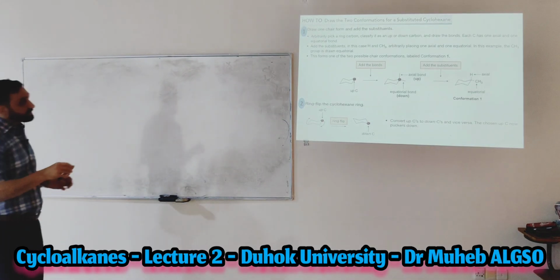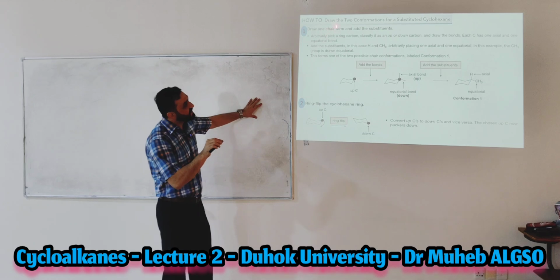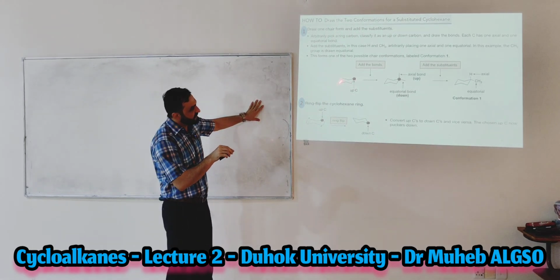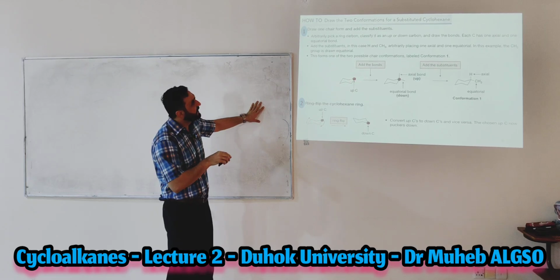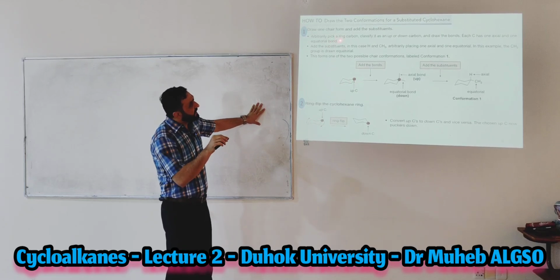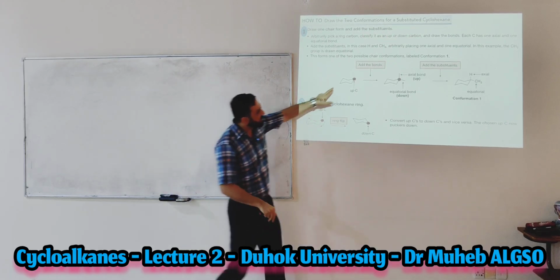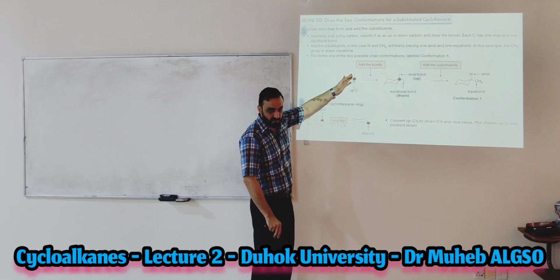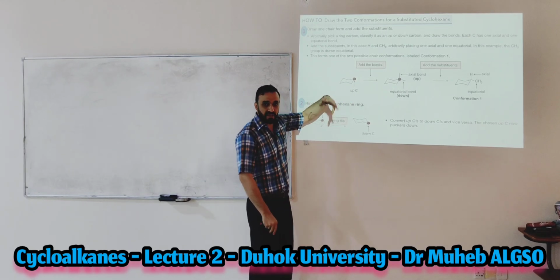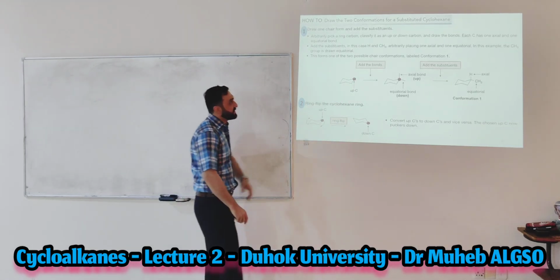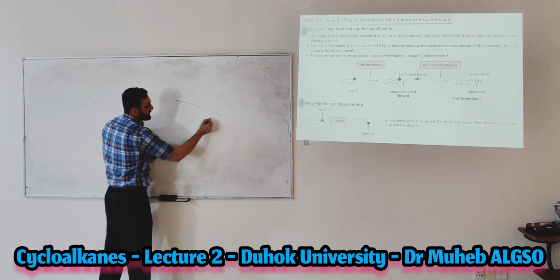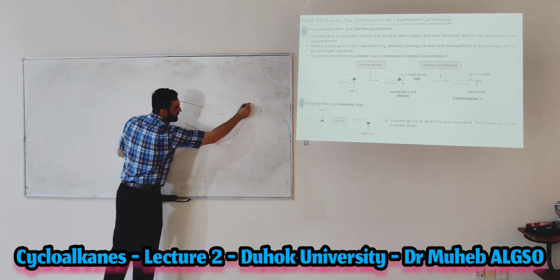Step number 1, he said here: draw one chair form and add a substituent. This is the first chair form. Arbitrarily pick a ring carbon, and classify the carbons as up and down. You have to pick like this: 6 carbons, 3 of them are up to the plane of symmetry, and the other 3 carbons are down to the plane of symmetry. And this gives you the chair form.